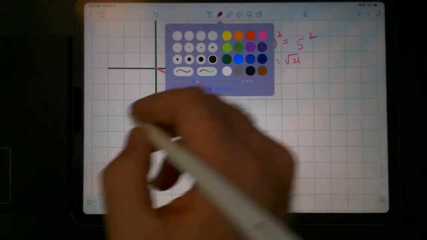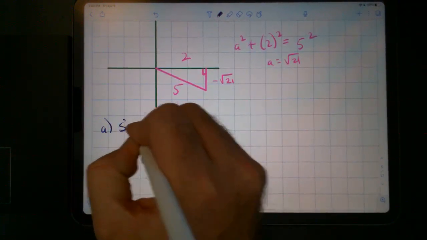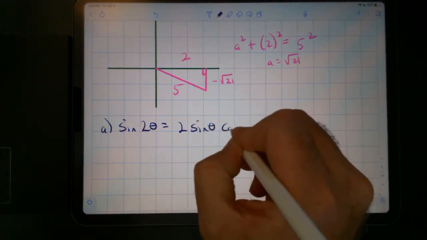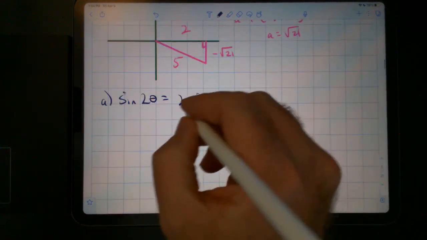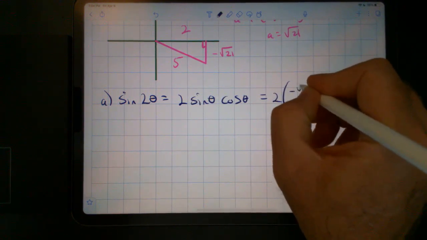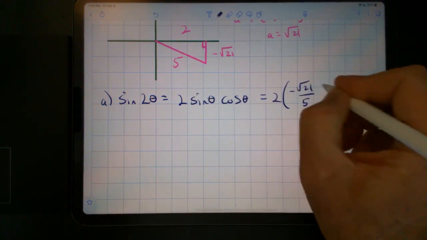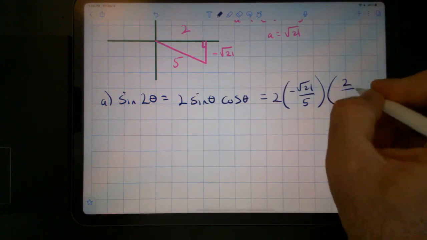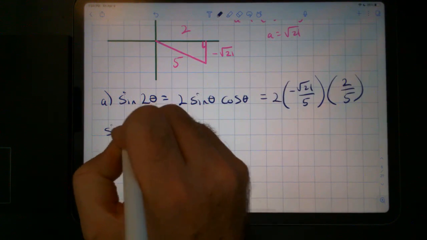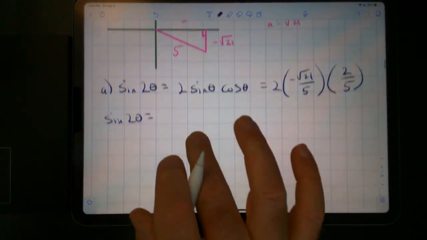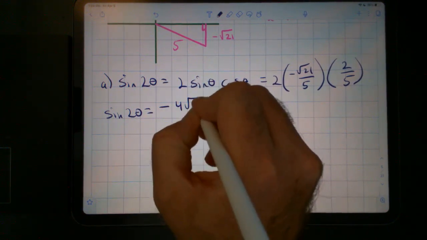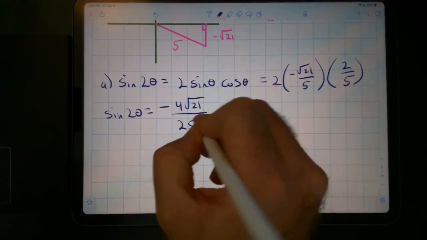So to find sine of 2 theta, it is going to be 2 sine theta cosine theta. So this will be 2 times sine theta, which is negative radical 21 over 5. Cosine theta is positive 2 over 5. And so sine of 2 theta is equal to negative 4 radical 21 over 25.